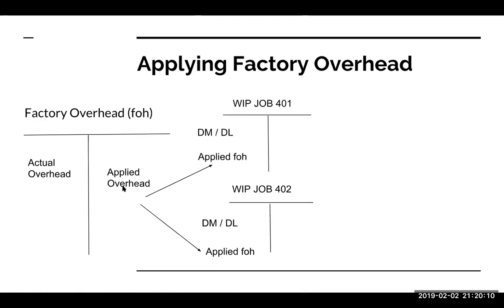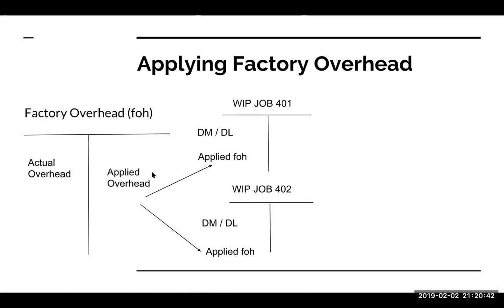Well, in my work in process, I'm going to have my direct materials and direct labor, and then I'm going to take out of the factory overhead account and apply this factory overhead over here and over here based on whatever the rate might be. Then I'm going to be putting in my actual overhead on this side. Now, what can happen here is that applied overhead is an estimate. We're estimating how much factory overhead we have for these two particular jobs.